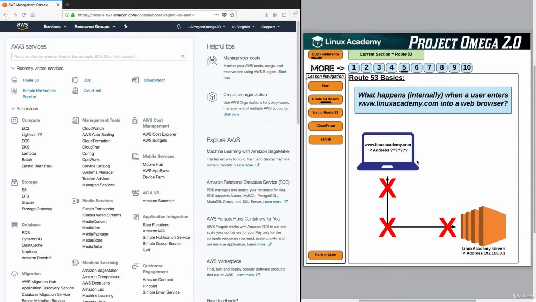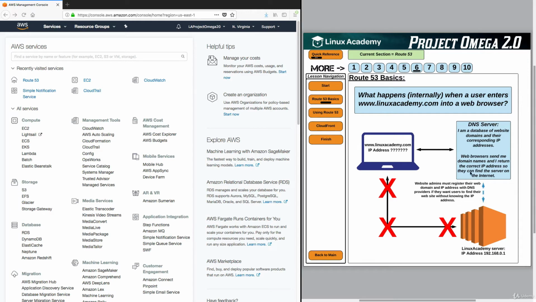But instead of using a phone book, what we do is we use a DNS server. So our computer wants to find linuxacademy.com's IP address. It talks to the DNS server. A DNS server is a database of website domains and the IP addresses that correspond to those names. So whenever a computer wants to access a domain name, it talks to a DNS server, which has a list of the domain names and the IP addresses.